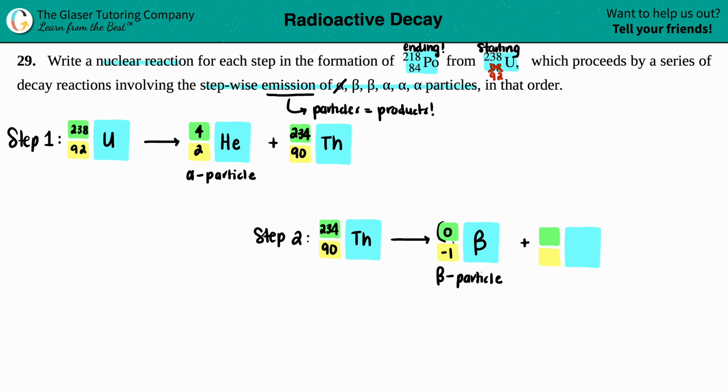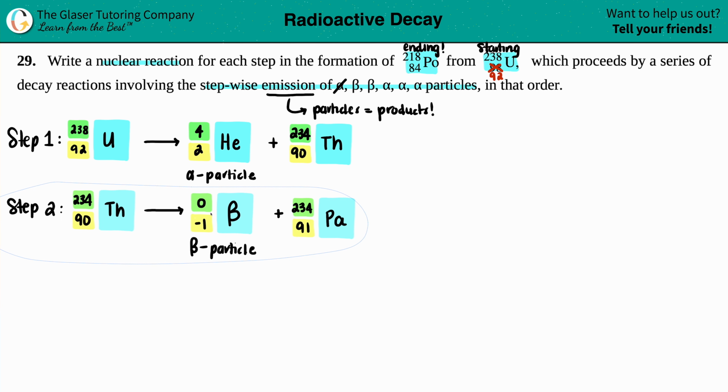234 equals 0 plus, well, 234. And then 90 equals -1 plus what? This would have to be a 91, because 91 plus a -1 is 90. Look on the periodic table to see who 91 is. And that's protactinium, Pa. All right, step 2 is done. We're getting the hang of it.